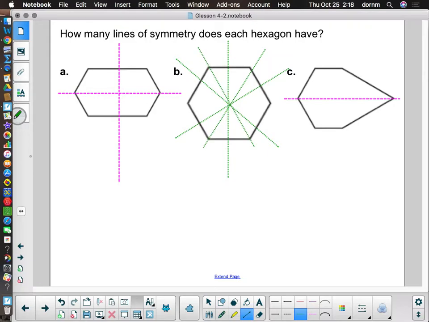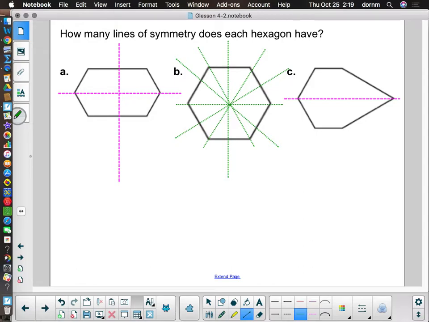One here. And one there. 6 lines of symmetry. Because the 6-sided polygon, that's regular. Means all sides the same, all angles the same. So finding lines of symmetry, yeah, we're going to deal with it a little bit.